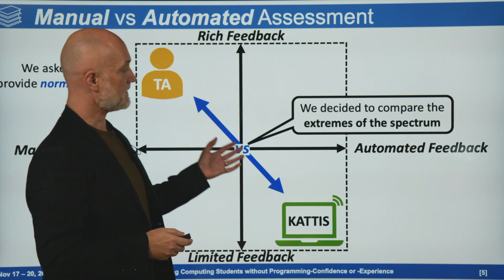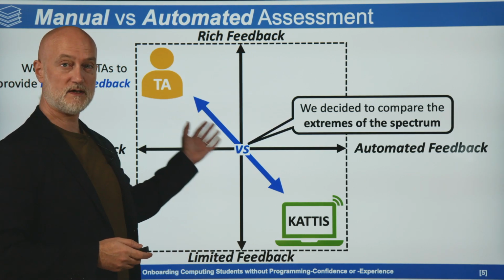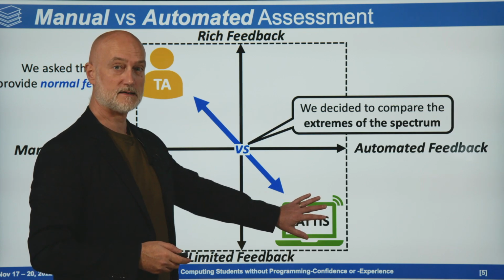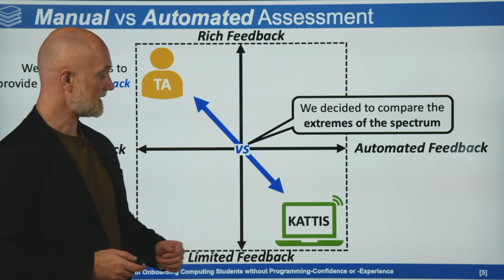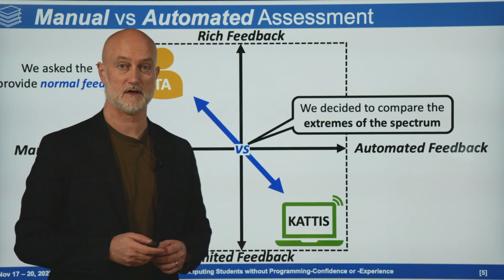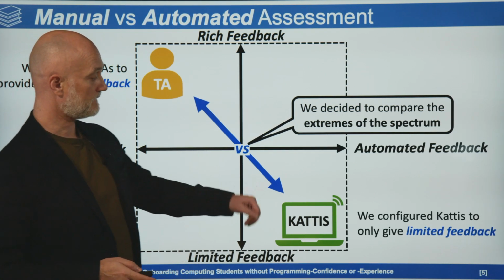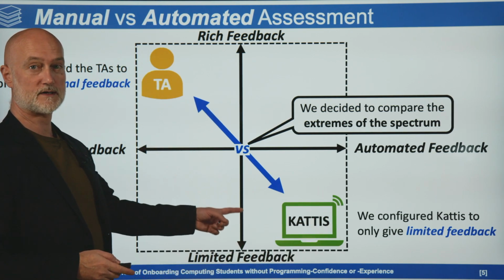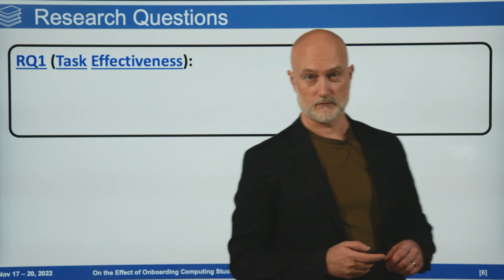So for the experiment, we decided to compare the extremes of the spectrum. So as the automated assessment tool, we took CATIS here, which has been in use at our university for a number of years, and we deliberately configured it to give only limited feedback, again, to test the more extreme end of the spectrum here. So we have 2 research questions.